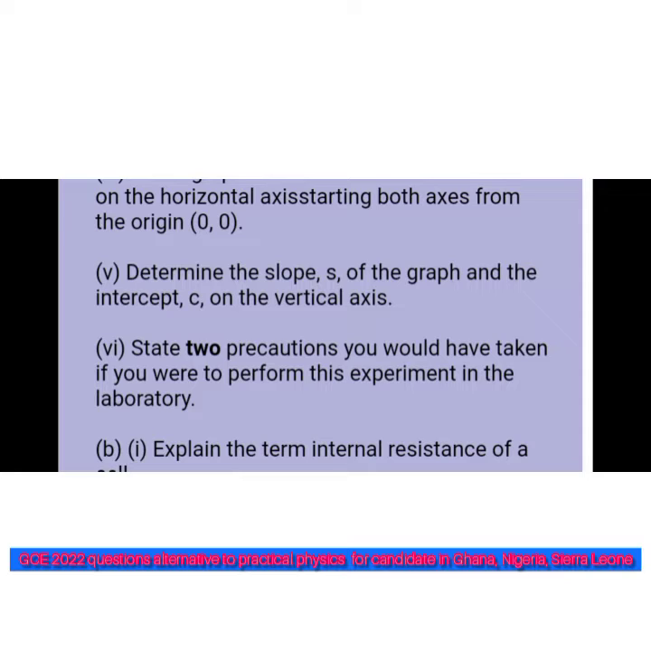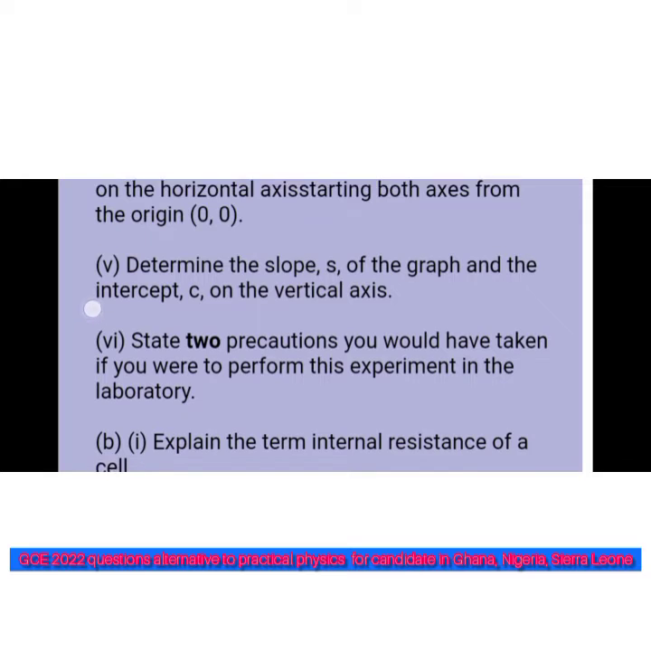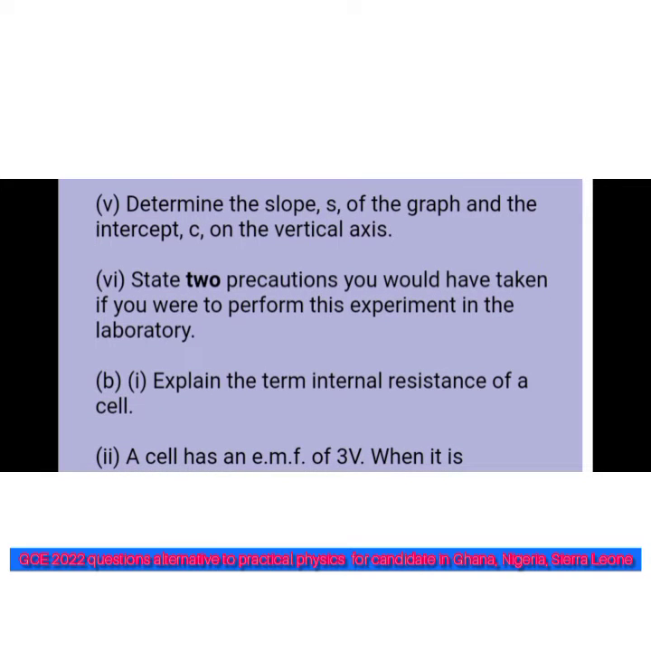It also says explain the term internal resistance of a cell. These are all the questions that have to do with number 3. Remember that when tabulating, your readings should go in line with what they say you should plot in the graph. Your table should meet what they want you to plot in the graph. So there should be P in your table, there should be I in your table, and there should be R in your table, not your graph.